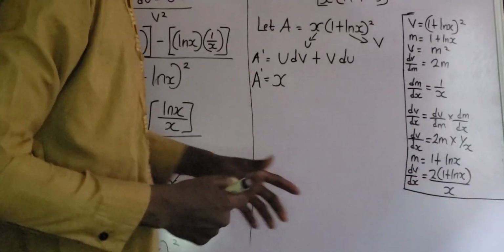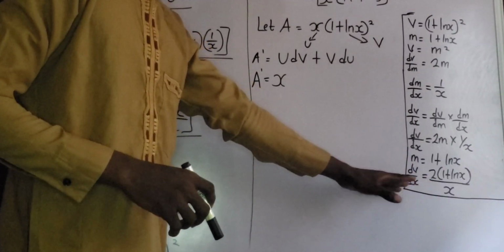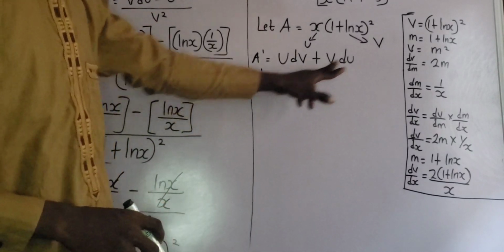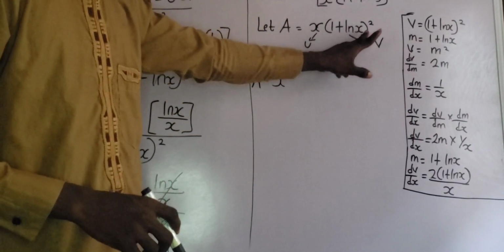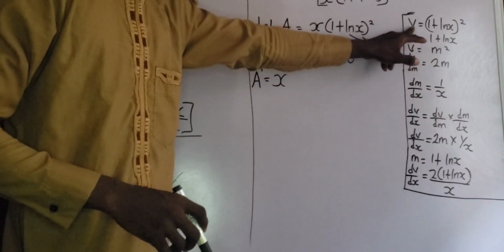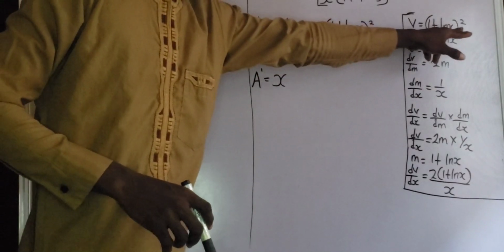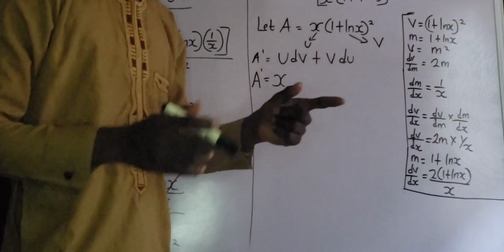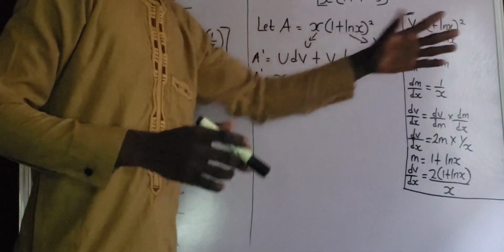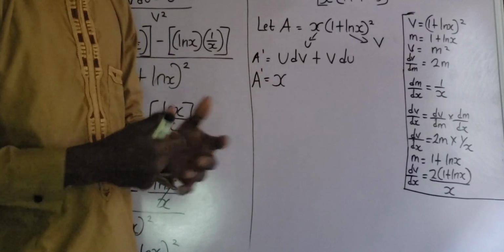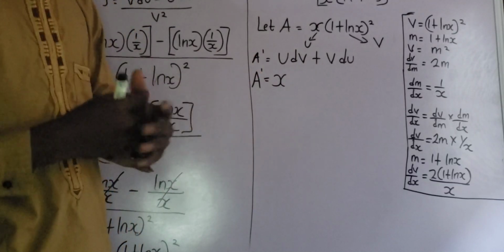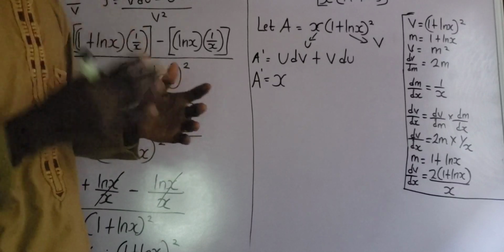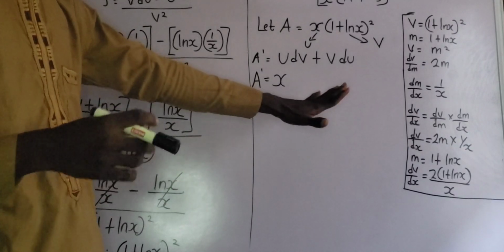What I did here is take the derivative of v. Don't forget that v is (1 plus ln x) squared. So I set v equal to (1 plus ln x) to the power of 2, and according to the chain rule, we have to set a letter for the function inside the bracket so that we can make use of the chain rule to differentiate such a function. If you have not watched my video on the chain rule, you can go back to our previous class and learn it. So I've not done anything unusual here.